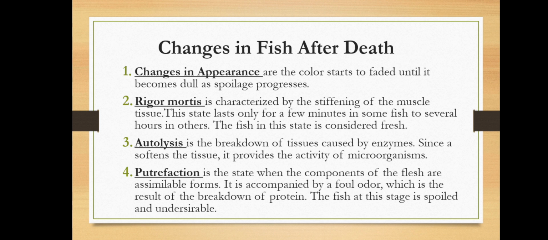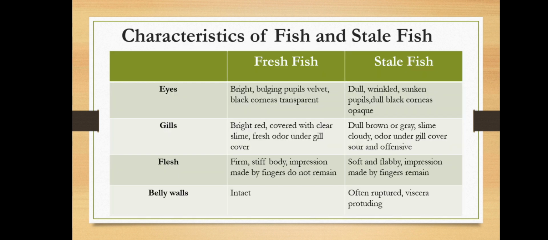In summary, these stages illustrate the progressive deterioration of fish from changes in appearance to the development of rigor mortis, autolysis, and ultimately putrefaction. Proper fish preservation methods, as mentioned earlier, play a vital role in slowing down or preventing these stages, ensuring the fish remains safe and suitable for consumption.